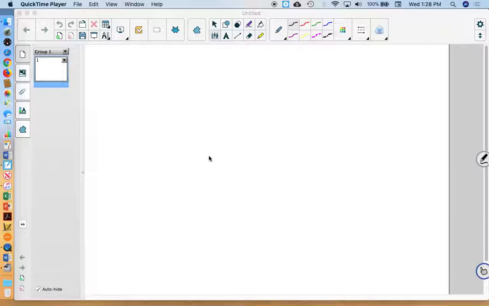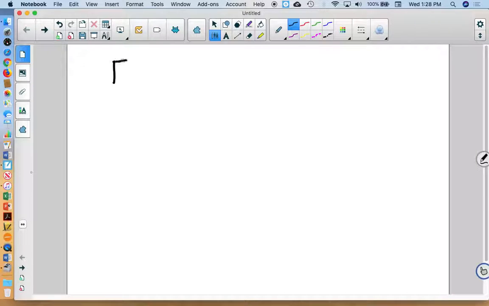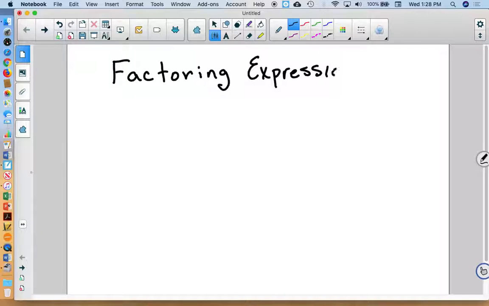Okay, today we are going to be factoring expressions. In order to factor an expression, you are basically undoing the distributive property. There are three ways that you're going to be looking at today.